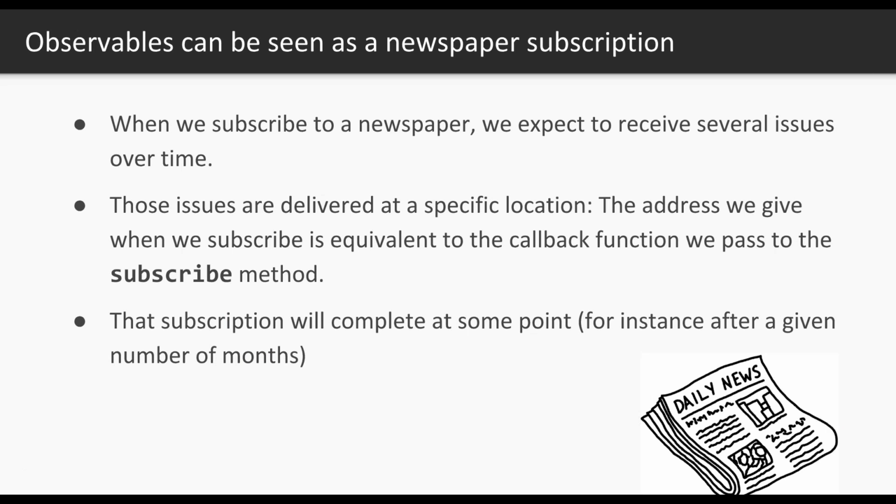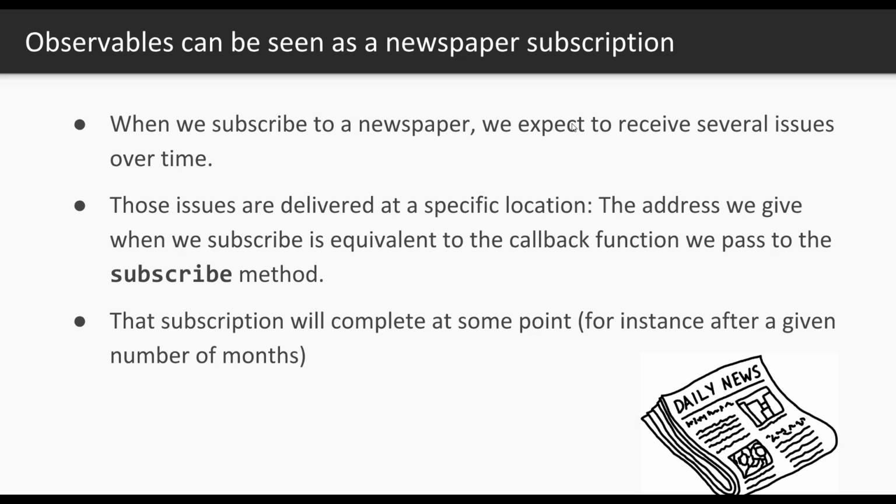So a way to think about observables is to see them as a newspaper subscription. When you subscribe to a newspaper or a magazine, you expect to receive several issues over time. You're going to get one newspaper, two newspapers. If you subscribe for one year, you're going to receive them for one year, and then it's going to stop. With observables, it's exactly the same idea.